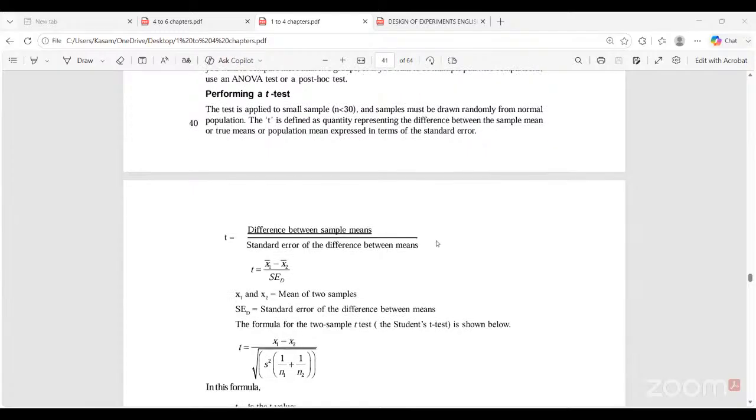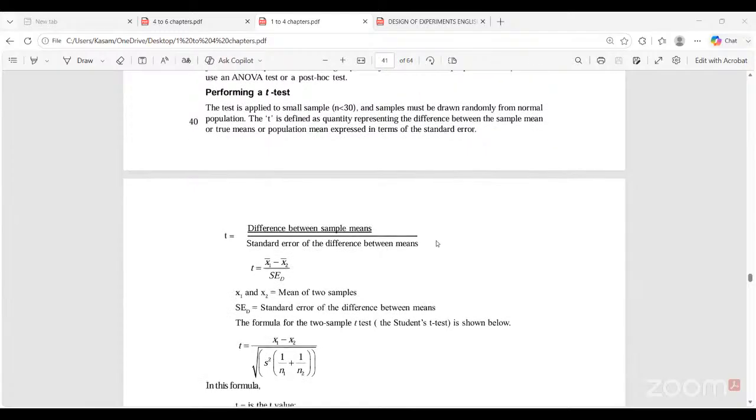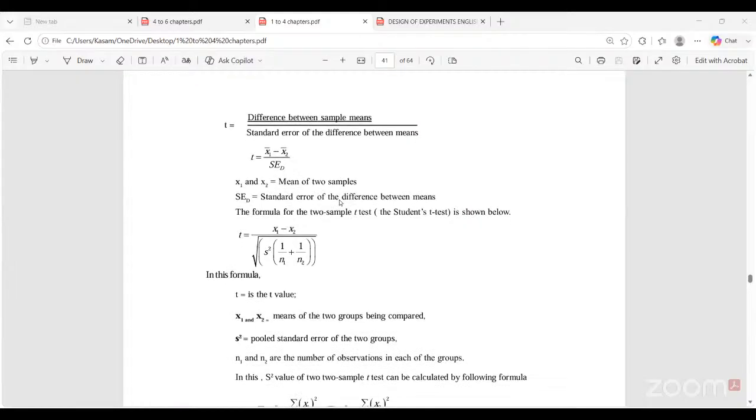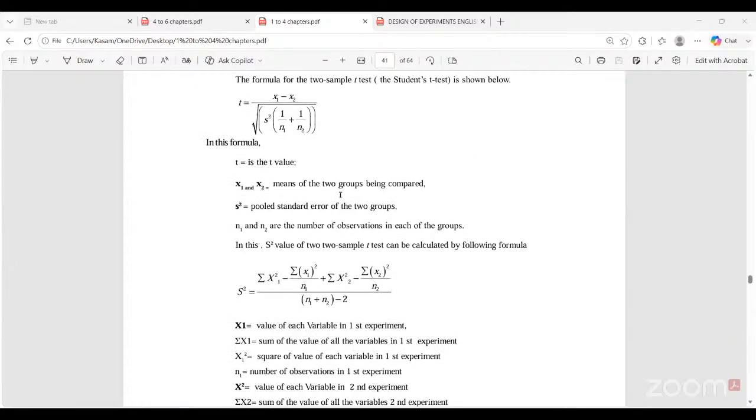What is the meaning of t? The difference between the sample means. For two samples, the first sample mean x1 and the second sample mean x2, divided by the standard error, we find t. I told you, standard error. So x1 and x2 are the means of the two samples we are taking here. The formula for two samples is t equals x1 minus x2 divided by the square root of S squared times (1 by n1 plus 1 by n2). So t is the test value.